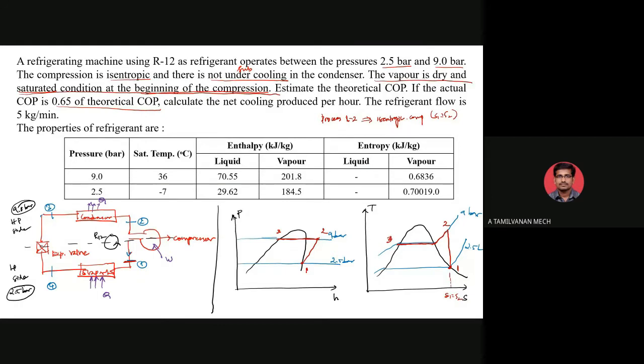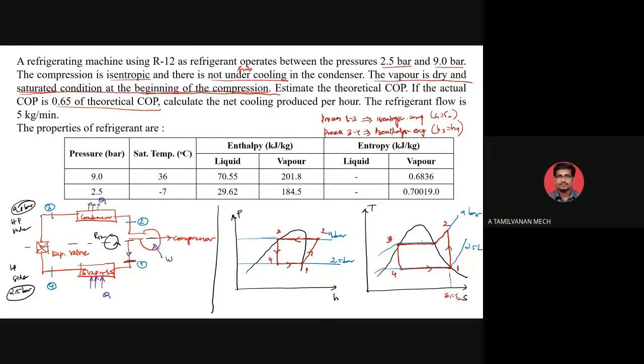Next you locate point number 4. How do you locate point number 4? Process 3 to 4 is an isenthalpic expansion, that is H3 is equal to H4. Then you draw the straight line. That is the isenthalpic expansion, and this is point number 4. Then complete the cycle: 1 to 2 is compression, 2 to 3 is condensation, 3 to 4 is expansion, and 4 to 1 is constant pressure heat addition. Here also after point number 3 we have point number 4, the isenthalpic expansion. Then you have completed the cycle.